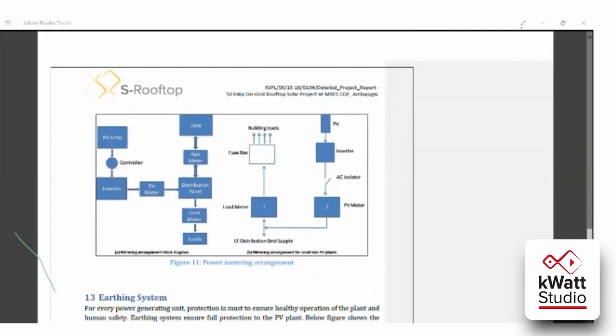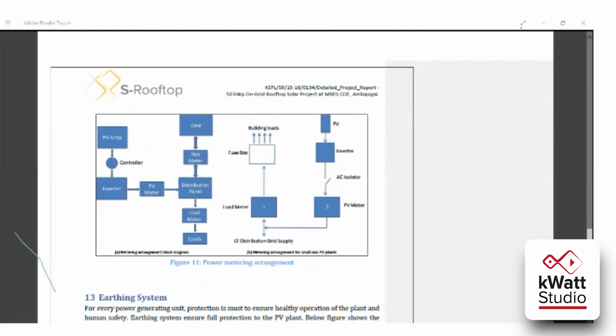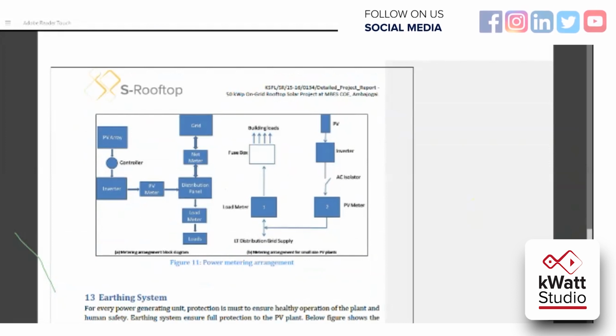Again, the power metering arrangement is given over here. As you can see here, from PV array to controller, controller to inverter, inverter to PV meter. Then it is going to the distribution panel. And from the distribution panel, which is nothing but your ACDP, to load meter and load. And in the same ACDP, grid connection is coming through the net meter. So again, this is part of the designing. We will explain in the next session how this designing is done, how to do the wiring of ACDP.